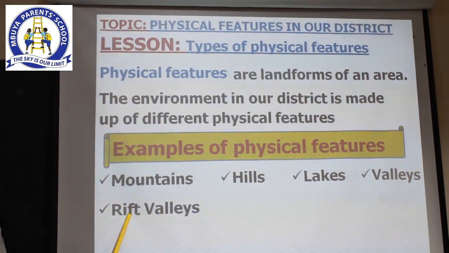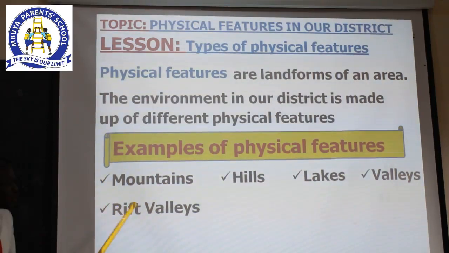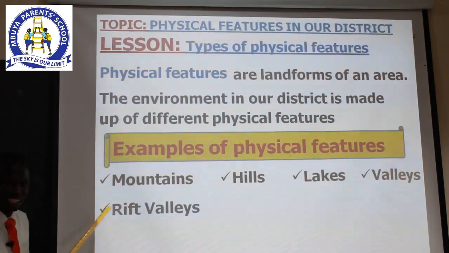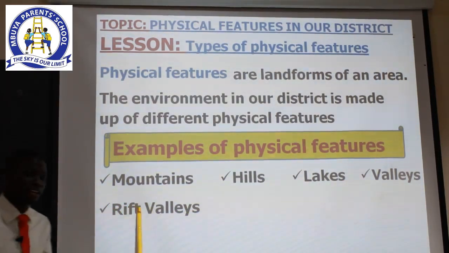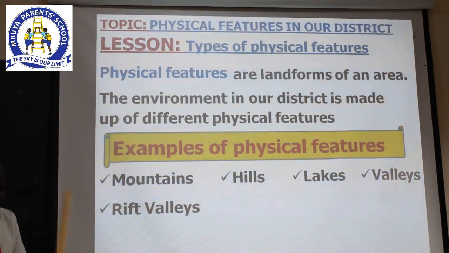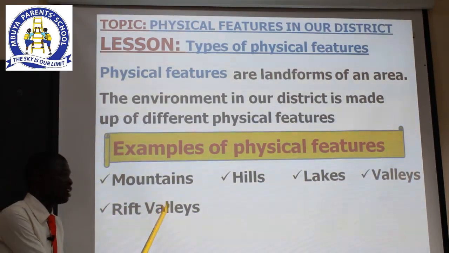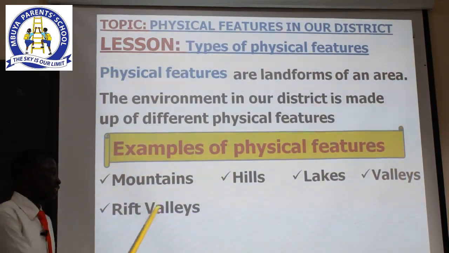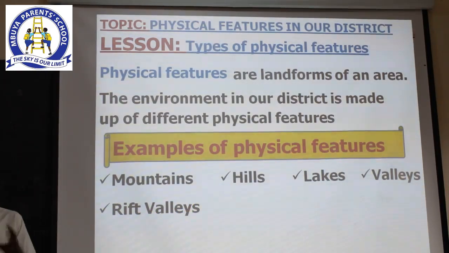The Rift Valley. Here also you should take note of these words. They are two words, they are not one word. So you leave a space somewhere after writing the word rift. You leave some space, then you write the word valleys. But you read the whole word as Rift Valleys.